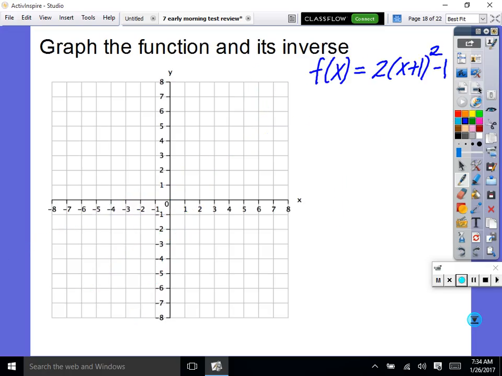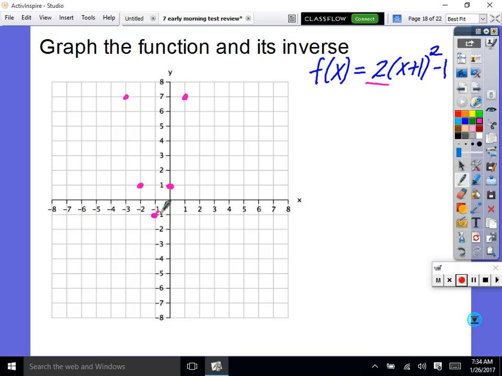Okay, good. Okay, so graph the function and its inverse. So this is a quadratic that's been shifted left one, down one, right? And then our stretch is 2. You guys know how to graph these. Anyways, you can plot points, then you can switch those x, y points and plot the inverse. Do you get what I'm saying? It's almost easier just to do it that way for this type of thing.